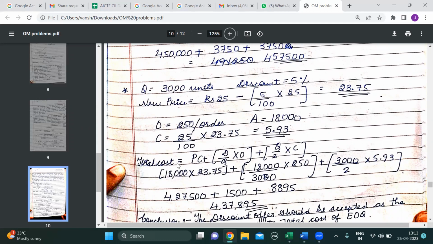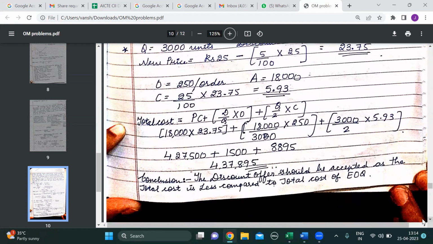So now we'll find the total cost. Purchase cost plus ordering cost plus carrying cost: 18,000 into, instead of 25 rupees, now we take 23.75 because we get a discount of 5%, plus ordering cost. 18,000 is the demand and we are ordering 3,000 units every time into 250 per order cost, plus 3,000 divided by 2 average inventory into 5.93, the new carrying cost. When we solve it, we get 4,37,895. So if you see, without discount, our cost was 4,57,500. With discount, it is 4,37,895.